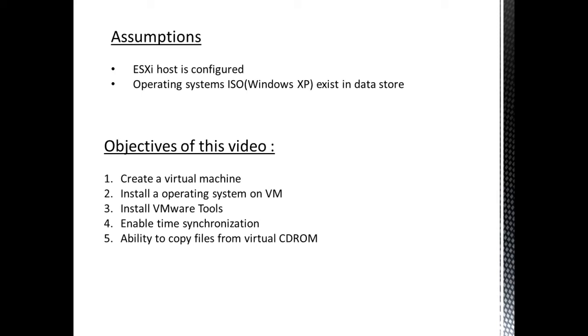In this video, we basically have a few objectives that I'm going to cover: creating a virtual machine, installing an operating system on that virtual machine, installing VMware Tools onto that VM, and enabling time synchronization between the VM and the ESXi host. And the last one is the ability to copy files from the virtual CD-ROM, which we'll have to make when we try to actually create the VM.